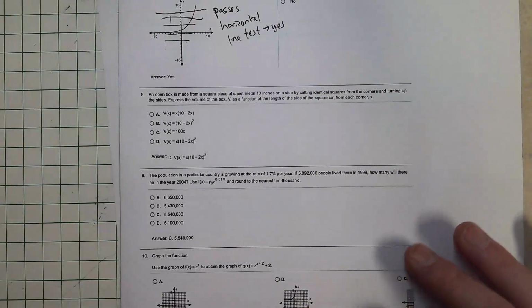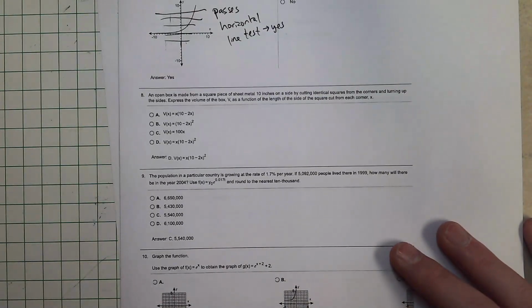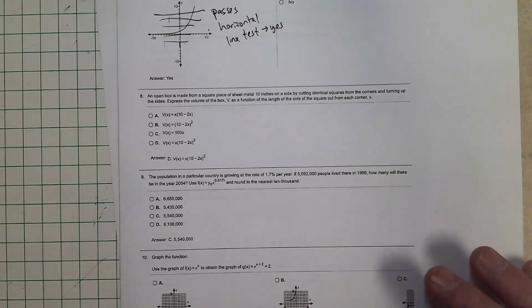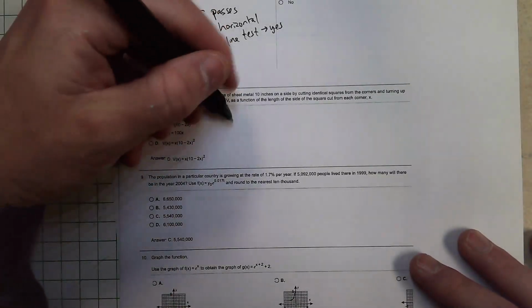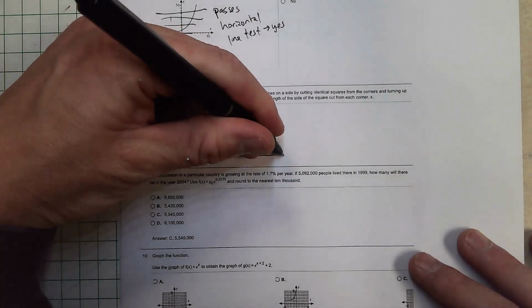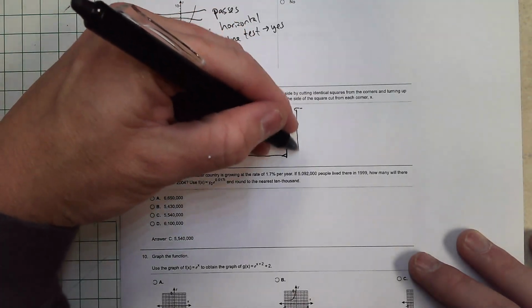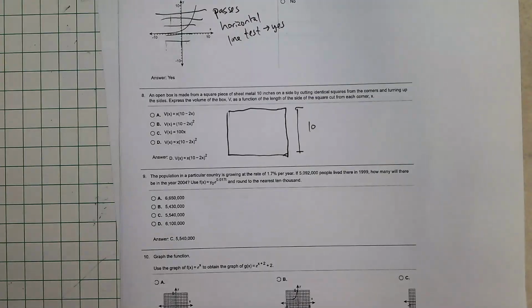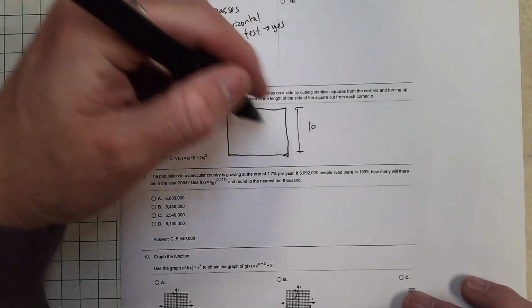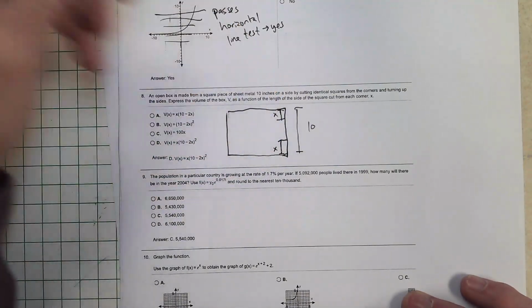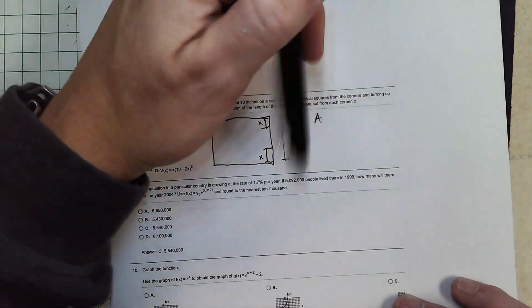8, an open box is made from a square piece of sheet metal 10 inches on a side by cutting identical squares from the corners and turning up the sides. Express the volume of the box as a function of the length of the side, x, of the square cut from each corner. Okay, so we've got an open box made from a square piece of sheet metal. It's a square piece, 10 inches on the side. And by cutting, I'm cutting identical squares from the corners, a certain amount each time. So I'll call that x.